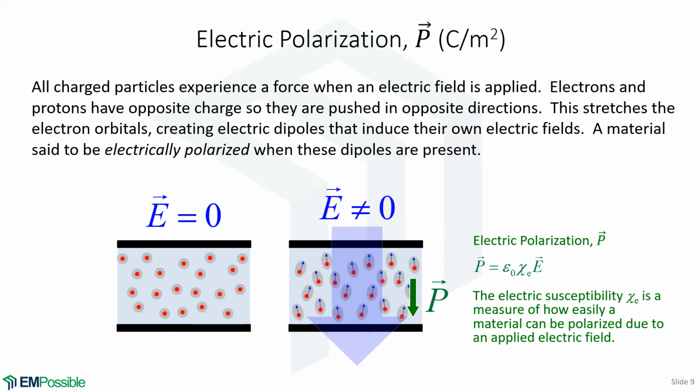So if we apply an electric field to a material with a strong or high susceptibility, those electron orbitals will be easily stretched, so it stores energy more easily. Think of that really as just the constant of proportionality between E and P, and this epsilon naught is converting the units between E and P.